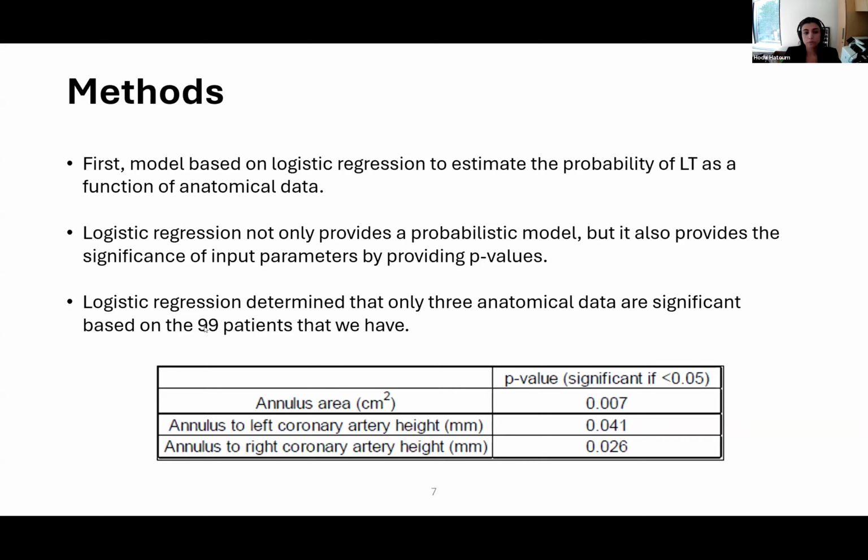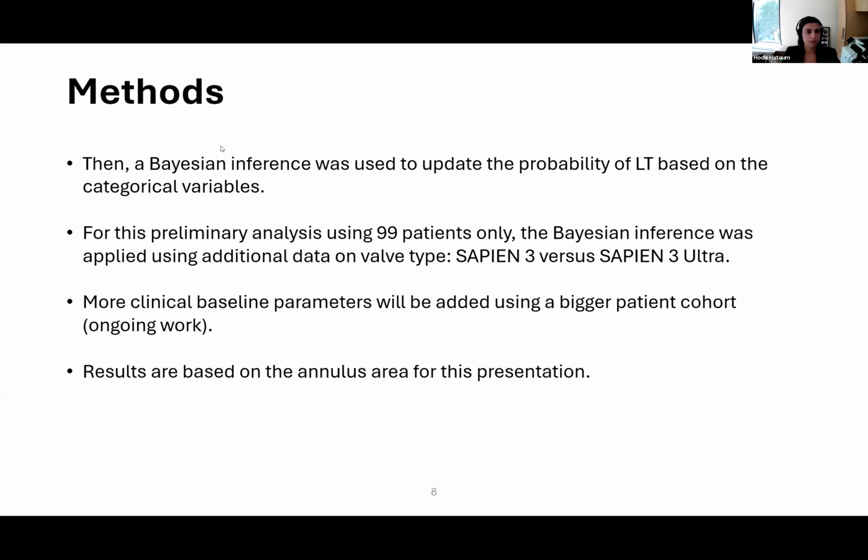But again, this is only based on these 99 patients that we have, which is not a big enough cohort to extrapolate these findings and to make them general. After we built the prior model, which is only based on logistic regression, we updated it using a Bayesian inference model. The categorical variable that we selected was the valve type. The most prevalent valve types in our 99 patients were the SAPIEN 3 and the SAPIEN 3 Ultra.